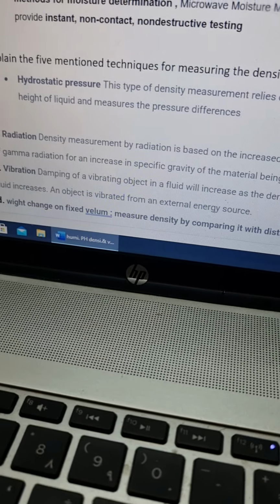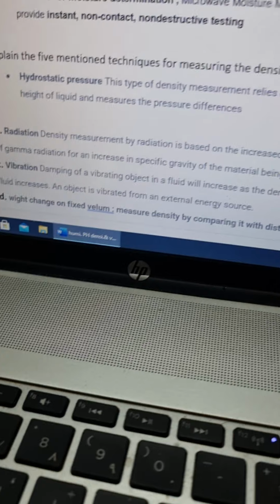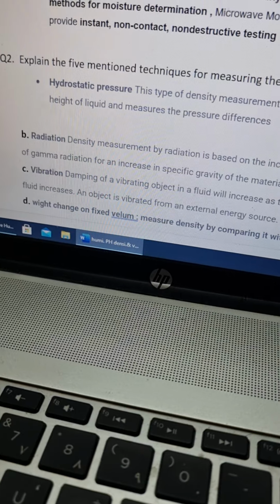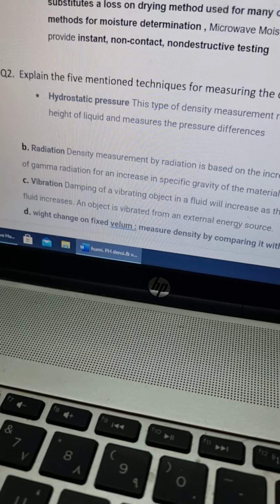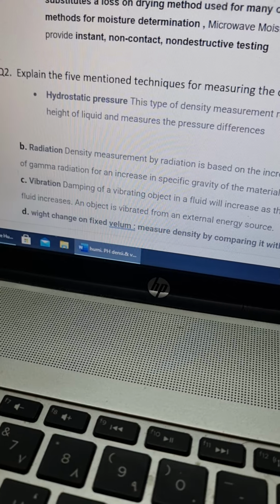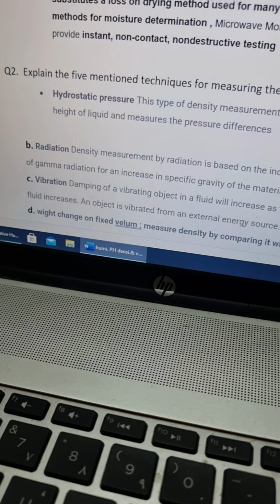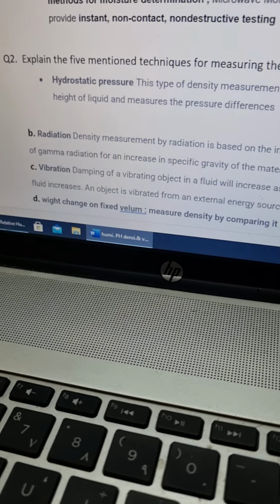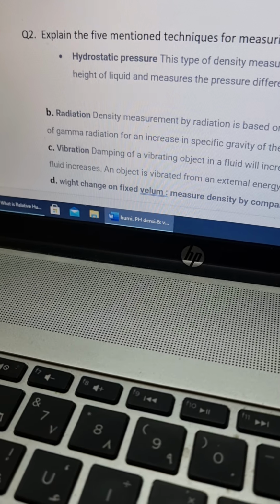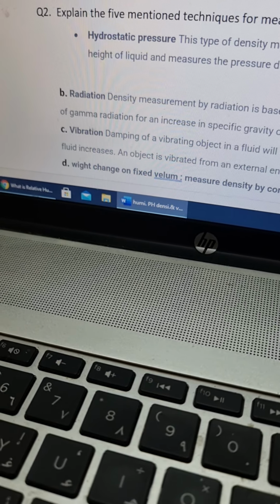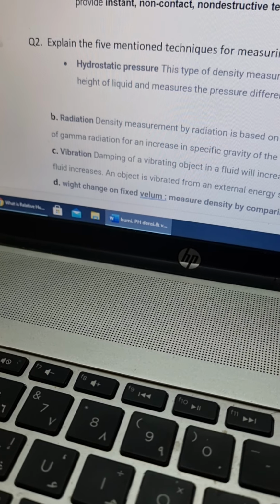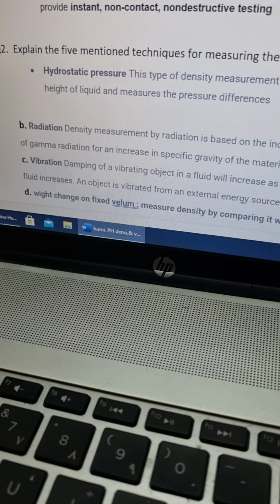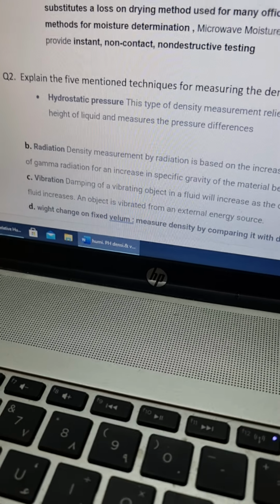IR and microwave measuring devices. IR is an instrument that substitutes for the loss-on-drying method, using many official analytic methods of moisture determination. Microwave meters provide non-contact, non-destructive testing.